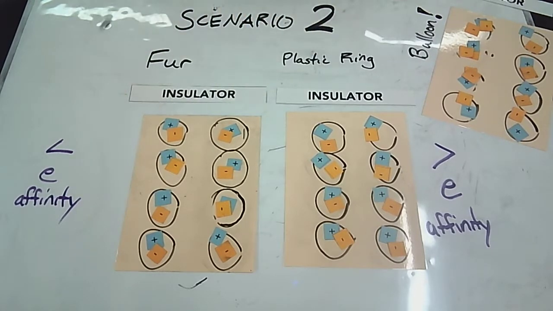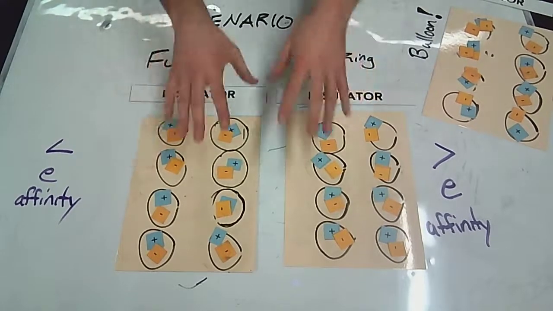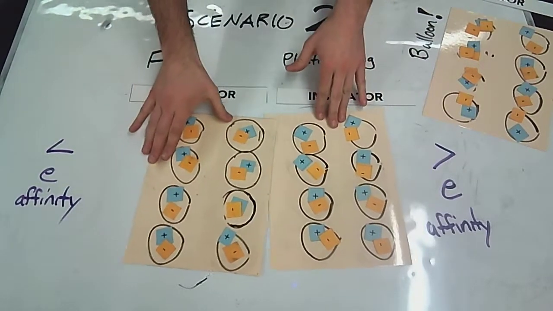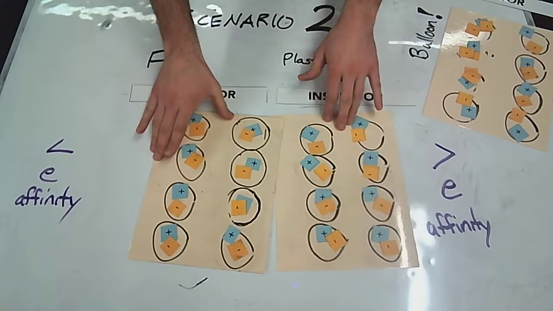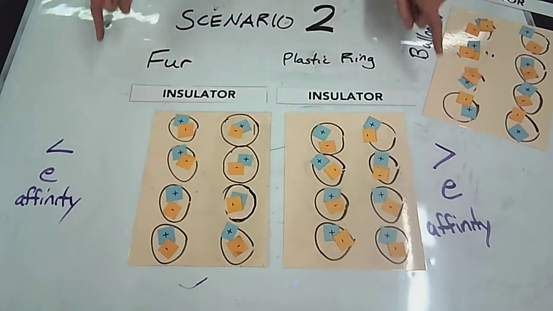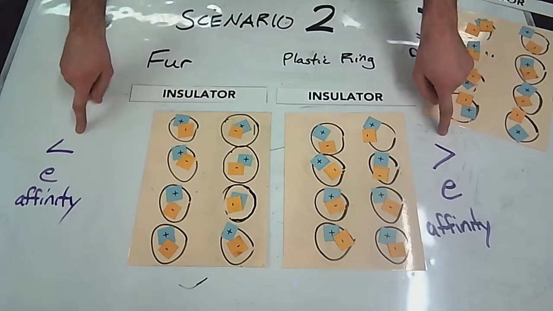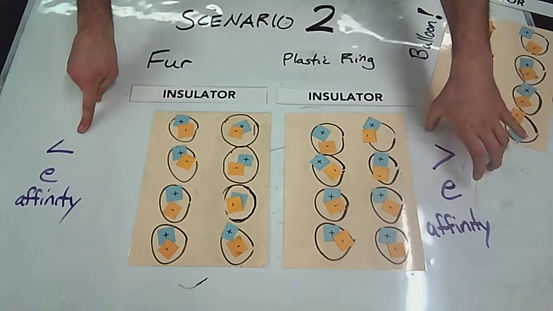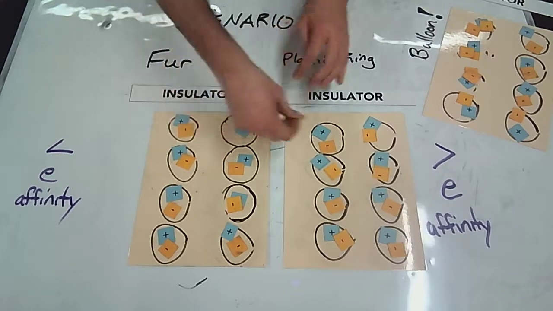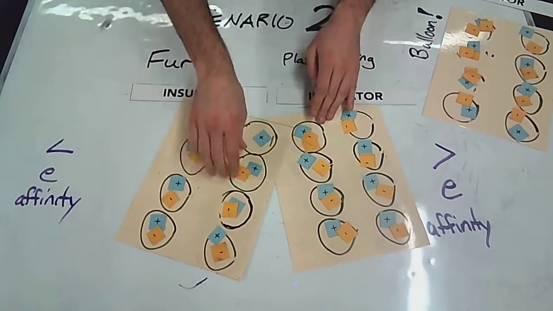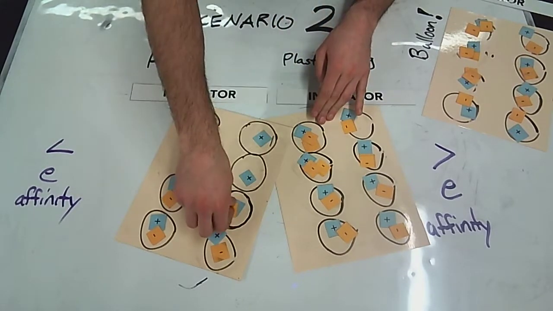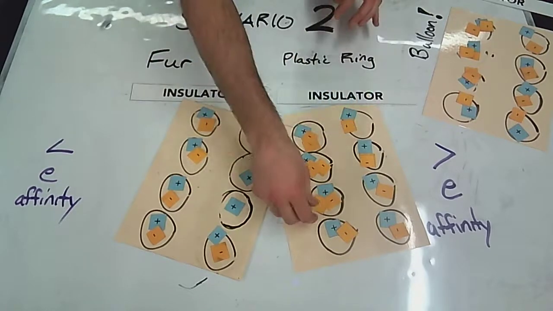So this is really the same type of scenario that we just saw with the balloon, right? Even though electrons want to be exactly where they're at, that force of friction is going to cause electrons to go from one side to the other. Which side do they go? Well, in this case, if it's ever charging by friction, we're looking at two insulators. We're going to look at electron affinity for that. The plastic ring has the greater electron affinity, so electrons are going to jump over at that point of contact. I'm saying the point of contact's right here.